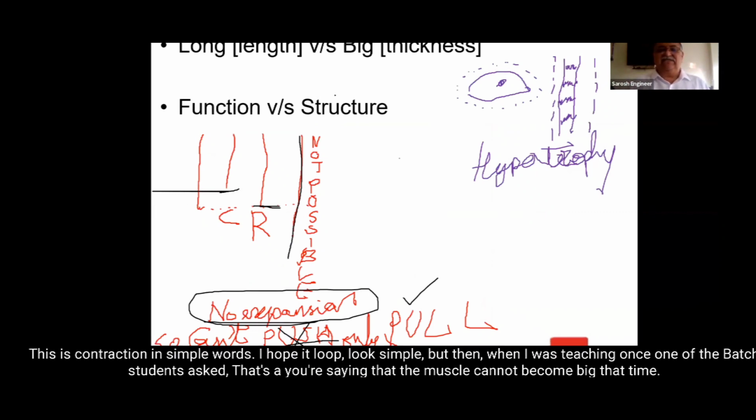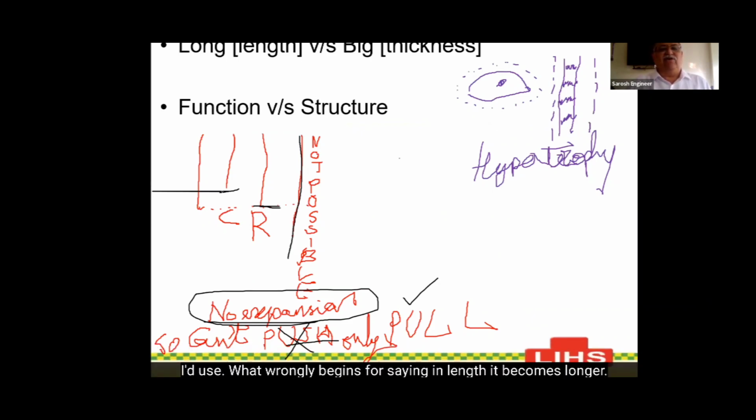But then when I was teaching once, one of the batch students asked, sir, you're saying that the muscle cannot become big. That time I had used the word wrongly, big, instead of saying in length, it becomes longer. So when I used the word big, they said that muscle does become big. And so the rest of this diagram has been put for your understanding that if this smooth muscle has increased in its size, or if this striated muscle has increased in its size, then that we call hypertrophy.